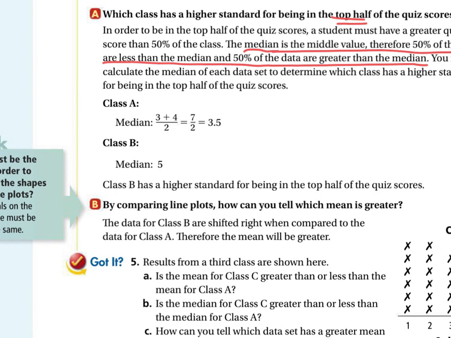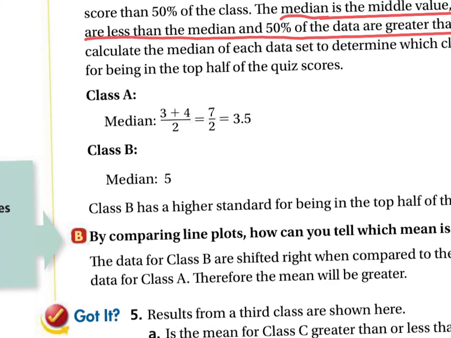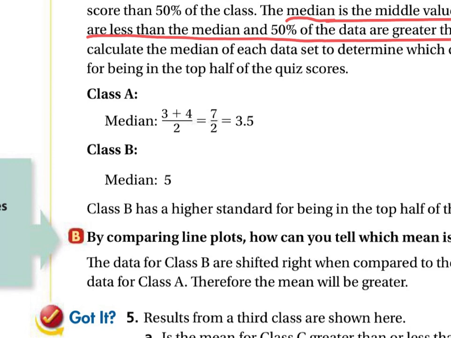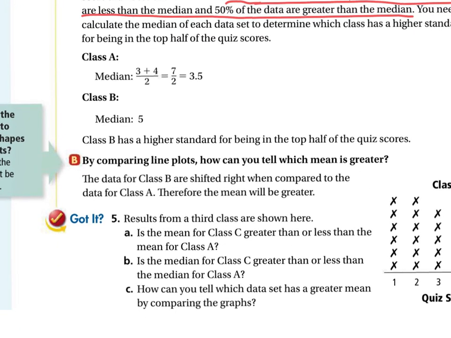So Class B would have a higher standard for being in the top half. Because what that means is in Class A, half the scores were above 3.5. In Class B, half the scores were above a 5. Okay? And then part B: by comparing the line plots, how can you tell which mean is greater?